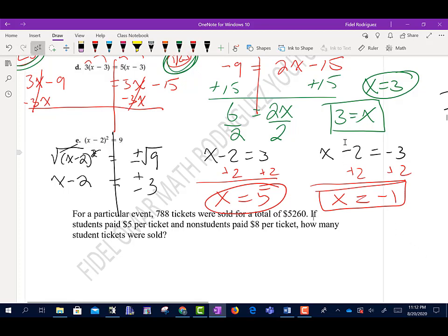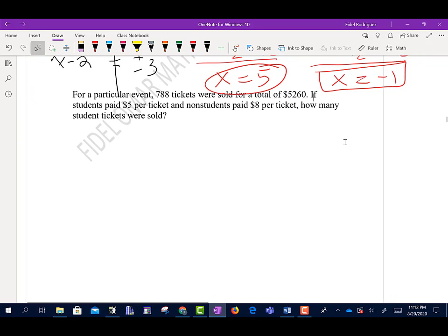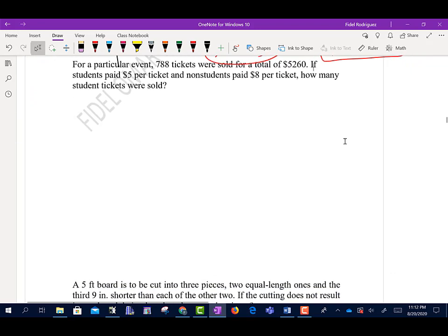All right, so let's scroll a little bit more and see what we got for the next problem here. It says, for a particular event, 788 tickets were sold for a total of $5,260. If students paid $5 a ticket and non-students paid $8 a ticket, how many student tickets were sold? Oh, I don't really know. Let's see if we can't figure this out.